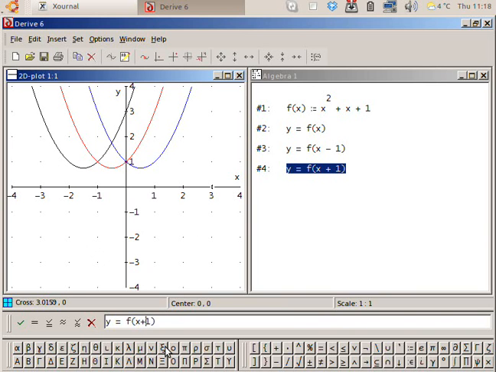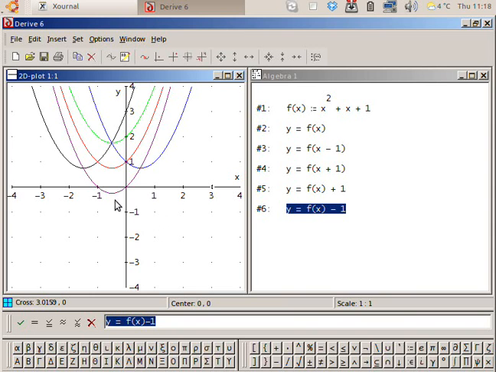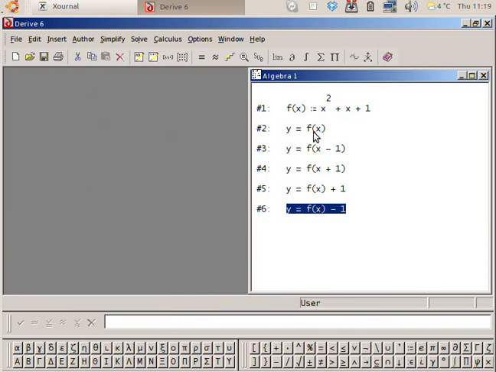Now, what about if I do plus 1 on the outside? It looks like it should move up. See? And then if I do minus 1, it's moved down. So we can see plus 1, minus 1, how we can move it left and right and up and down. Now let's look at what happens if we multiply it.